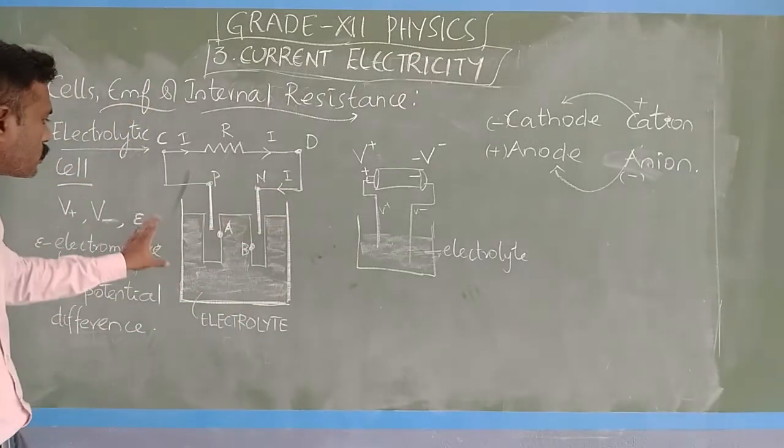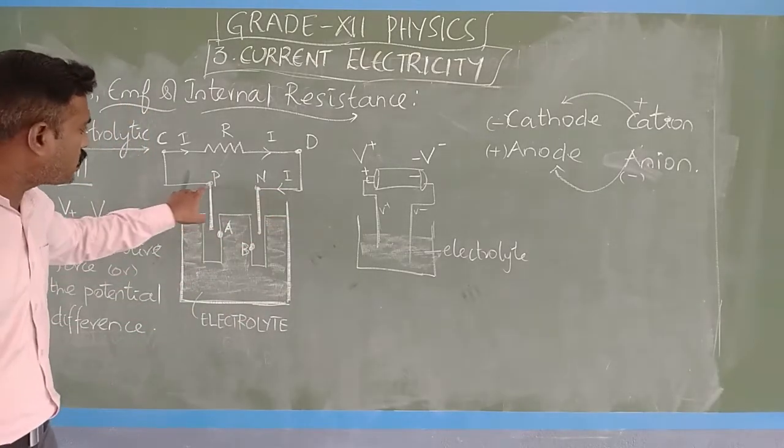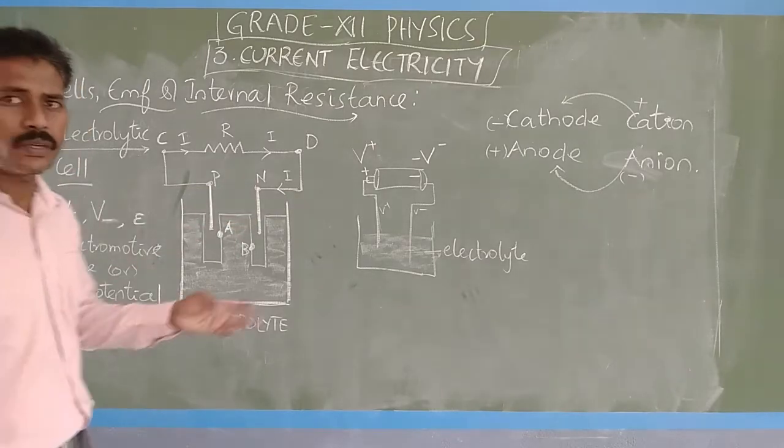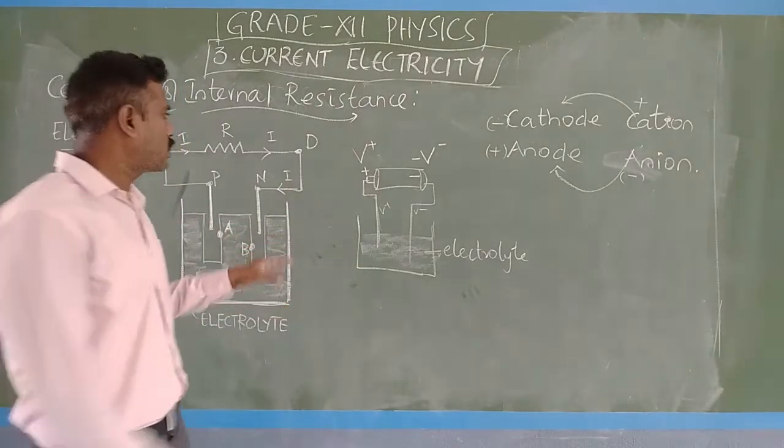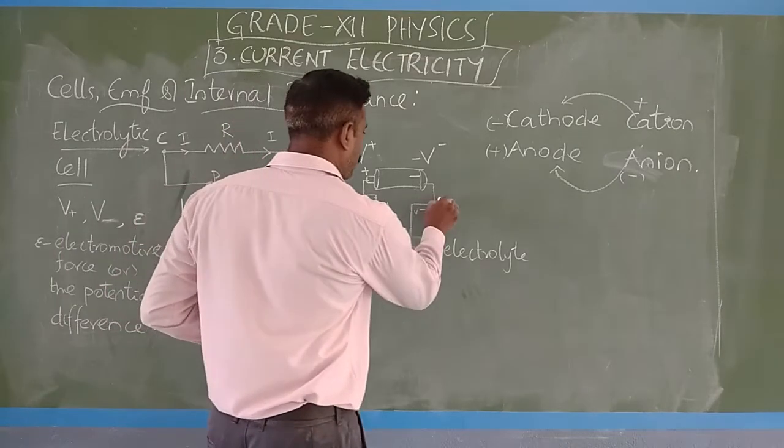Now, here, for p-type and n-type junctions. P-type is positive, n-type is negative. So you take this P and N.